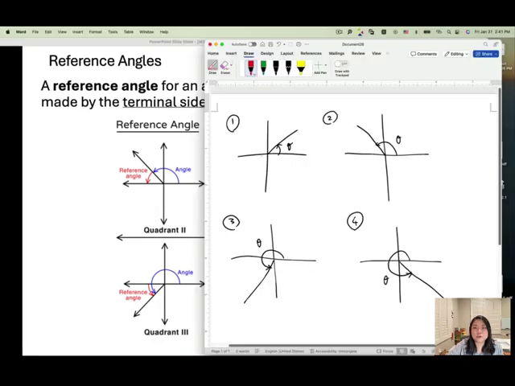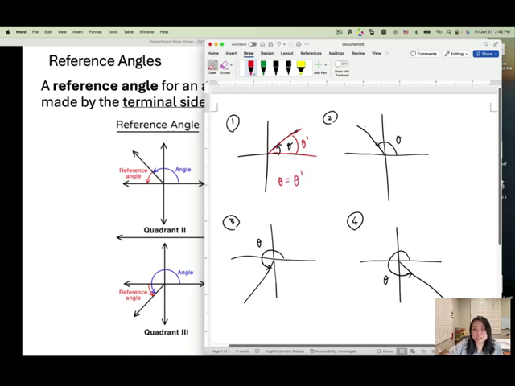Look at these 4 cases. First case, if my theta is in quadrant 1, and I want to find the reference angle. The reference angle is made by the terminal side, this line, and the x-axis. So the angle in between the terminal side and the x-axis is the reference angle. In this case, theta equals the reference angle.